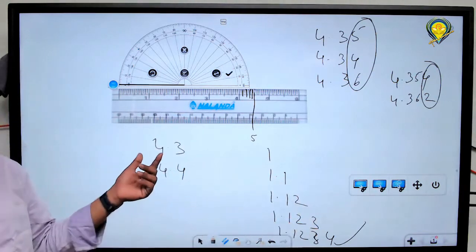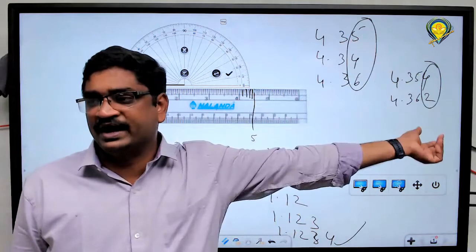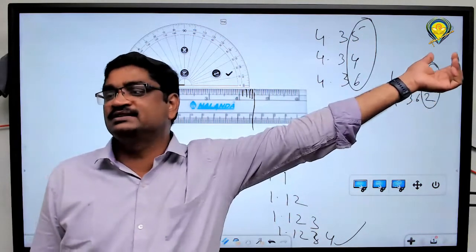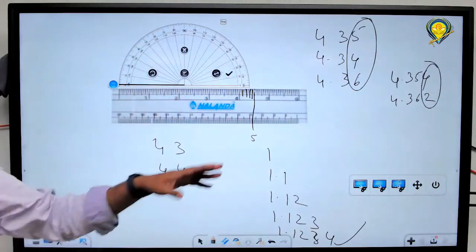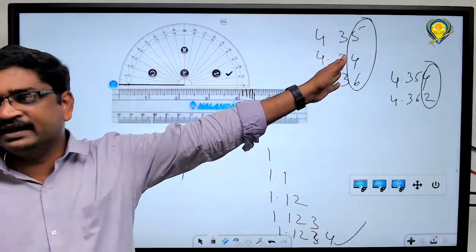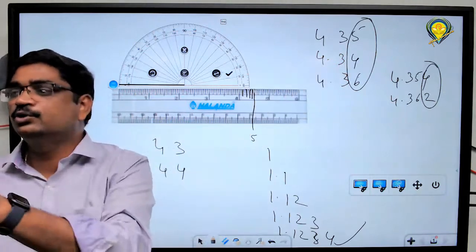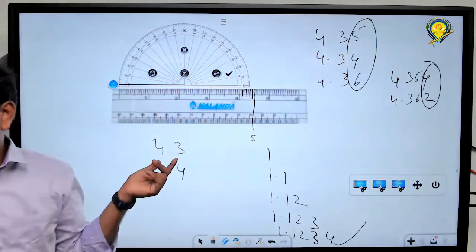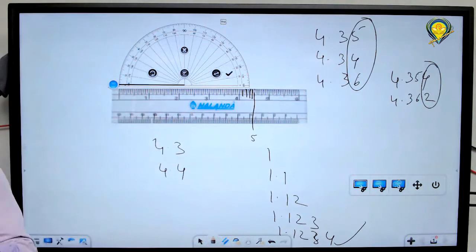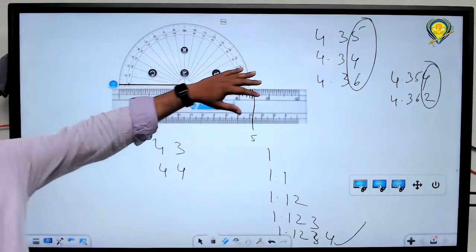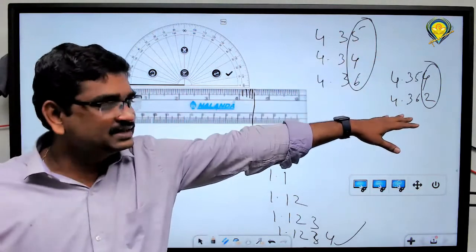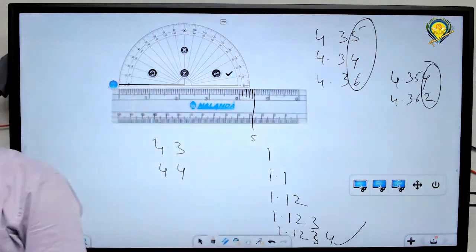Now if you compare the normal scale, vernier scale, and screw gauge, which one is more accurate? Screw gauge is more accurate because we can measure up to 3 digits. By using a vernier scale, vernier calipers, we can measure up to 2 digits. By using a normal scale, 1 digit only. So we can measure only 4.3 or 4.4 or 4.5. We cannot measure beyond that digit. So this is the basic use of a normal scale. This is a vernier scale. That one is a screw gauge. Now, which is more accurate?